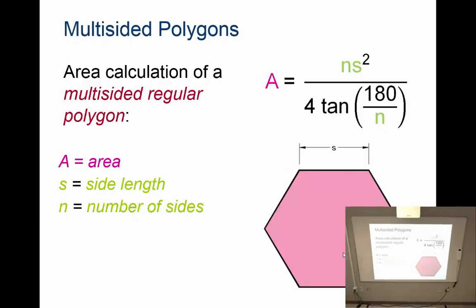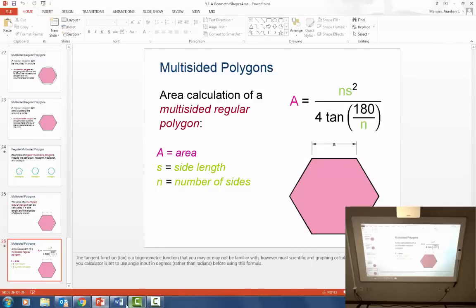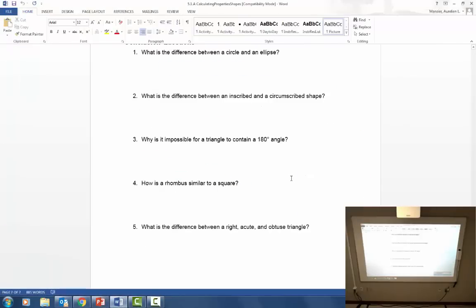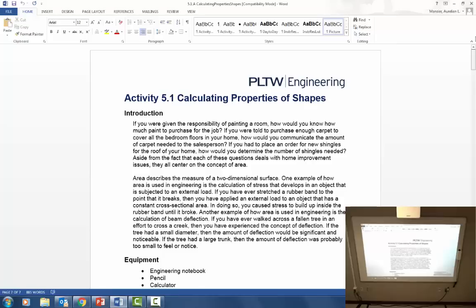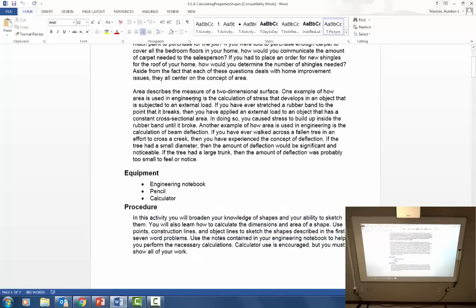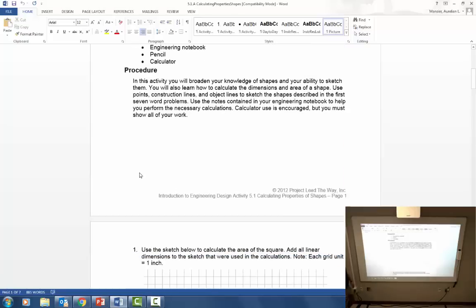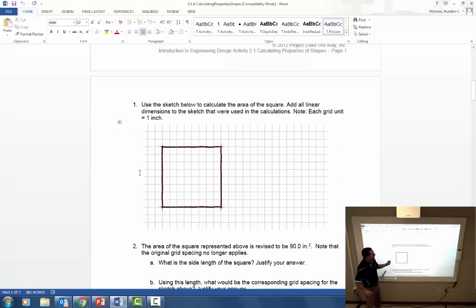All right, given all of those formulas we talked about, some being new and some being a refresher for you, we're going to start activity 5.1, calculating properties of shapes. For this activity, you will use the PowerPoint we just went over and those formulas to answer the questions. Now, a lot of these require you to draw the image and add dimensions. Because of that, it may be a little challenging to do this on the Word document itself, so you may want to do this directly in your notebook.